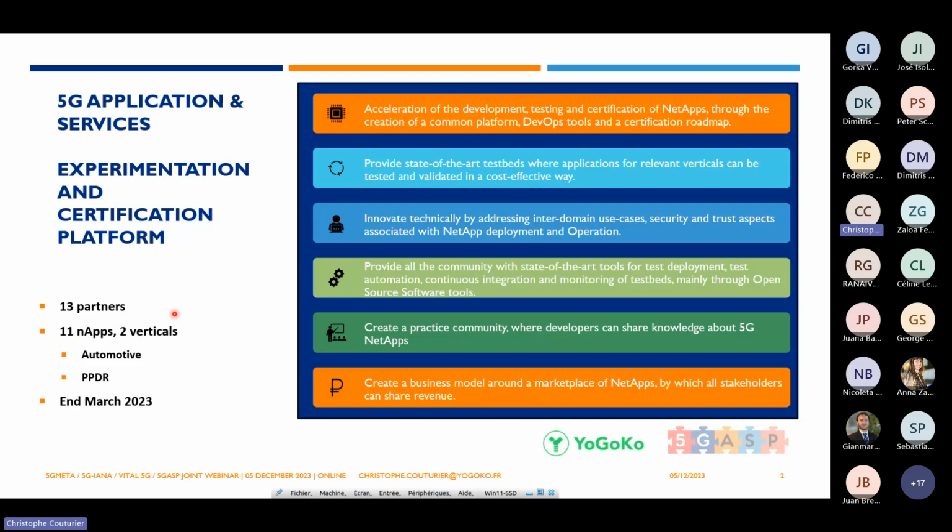In the scope of the project, we develop 11 net apps that are spread mainly across two verticals. The first one is automotive, and the second one is public protection and disaster relief. And some of the net apps can be cross-vertical, for instance, when we speak about privacy issues detection and things like that.